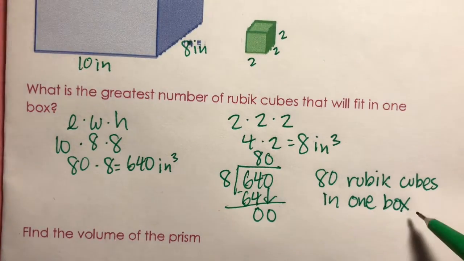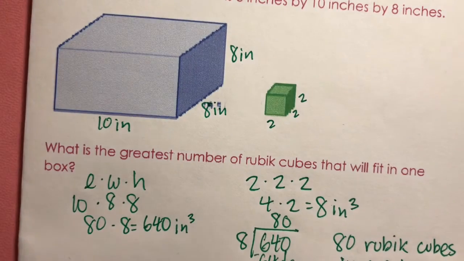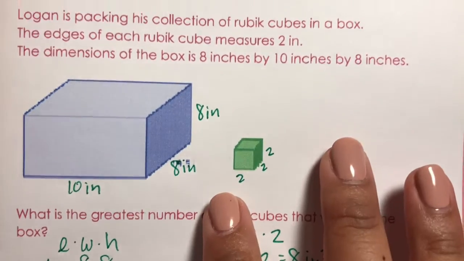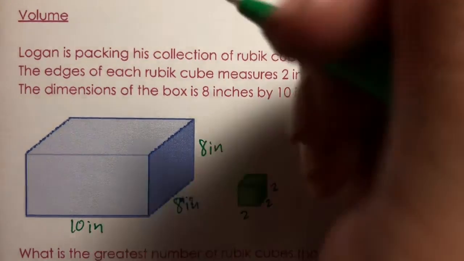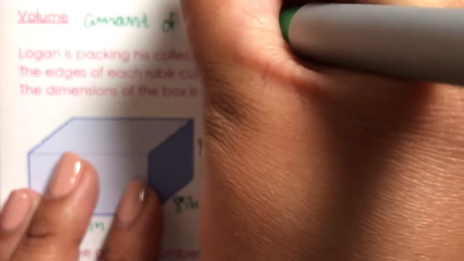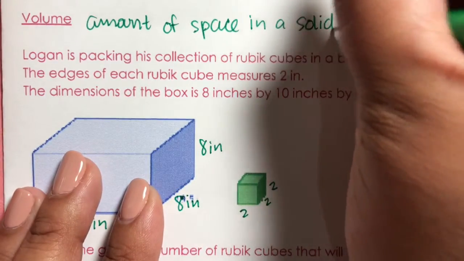We're dealing with volume here. And remember, volume is the amount of space inside of a solid figure. Volume is the amount of space in a solid figure.